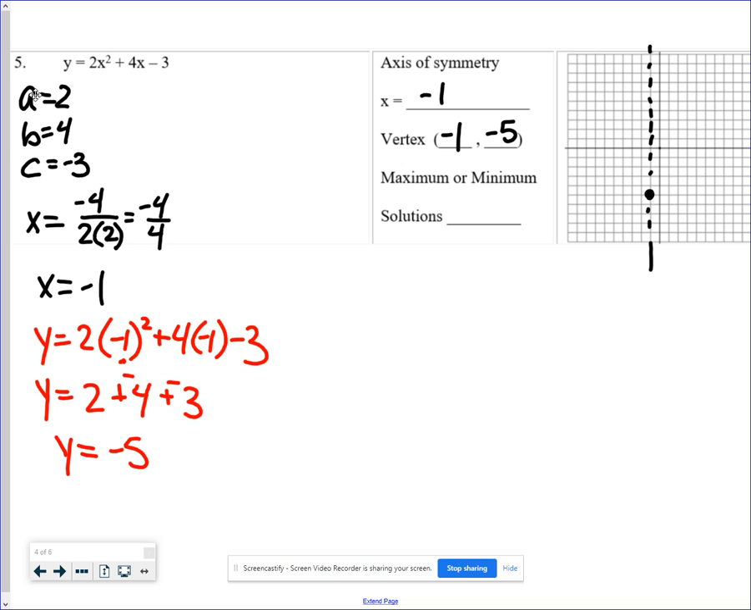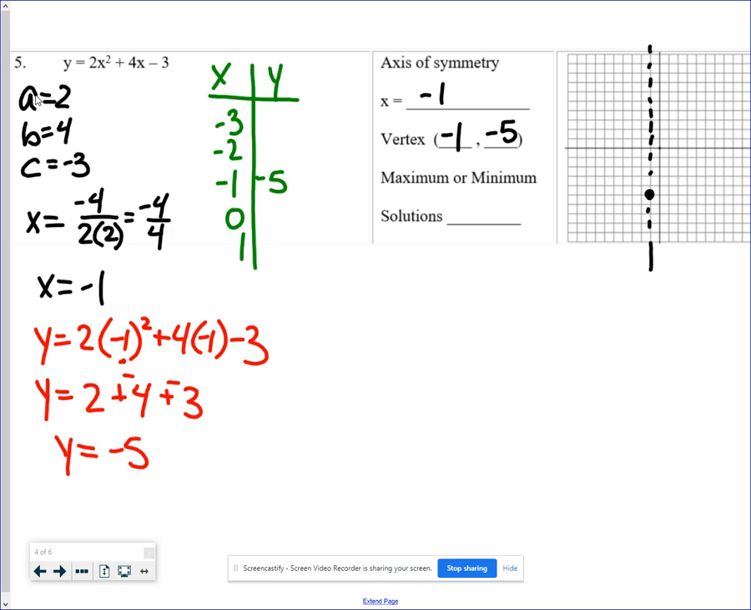Now I need my table of values. If my vertex is at negative 1, negative 5, I would want to have negative 2 and negative 3 as smaller numbers, and 0 and 1 as bigger numbers. This is where, again, if you're good with your calculator, this could save you some time. I'm going to just do this and just write down what I get after each substitution.